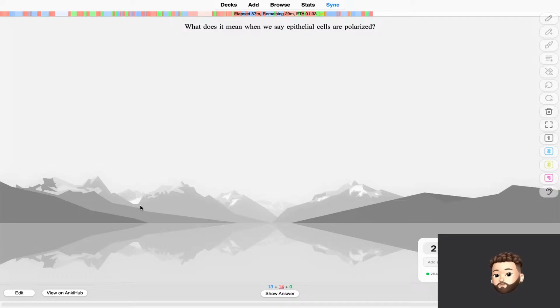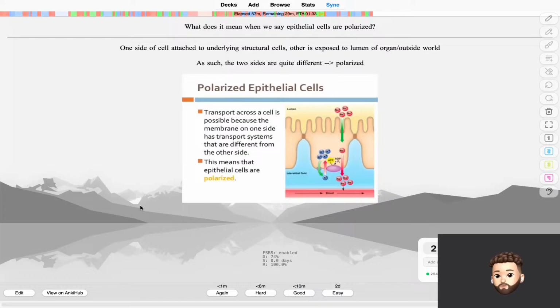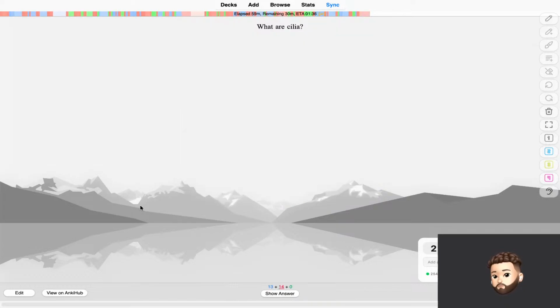Okay. What does it mean when we say... didn't I just say it? To lumen or the outside world? Didn't I say that? What are cilia? They're projections from the cell surface that allow for movement of materials along that very cell surface, obviously.